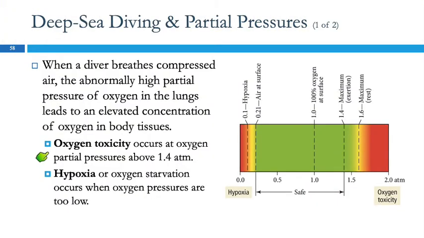Oxygen toxicity occurs when your oxygen partial pressures are above 1.4 atmospheres. You don't need to remember these numbers. Hypoxia, hypo means below, so that's not enough oxygen. Oxygen starvation, that's when your oxygen pressures get too low. And so this is just a little chart showing you this green area is pretty healthy. The yellow's where you're getting in trouble, and the red is really bad.